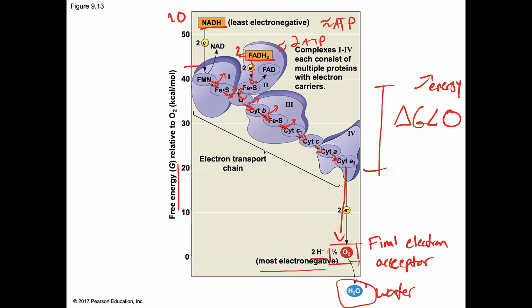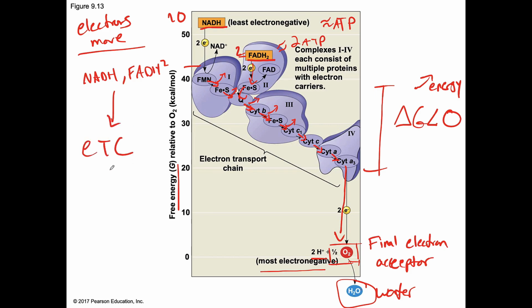So this right here is focusing on just the movement of electrons. Electrons move from NADH and FADH2 to the electron transport chain. Eventually, they are given to oxygen. This is why oxygen is required. If oxygen was not there at the end, none of this would go. None of this would happen because oxygen is at the very bottom, kind of pulling everything down like a magnet.